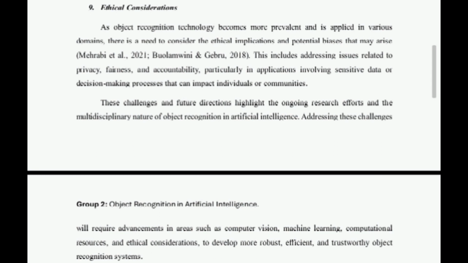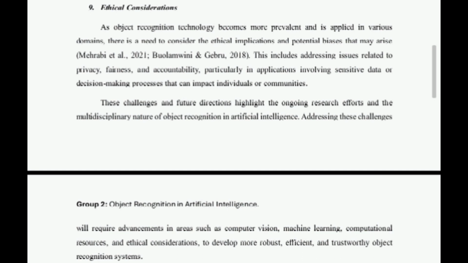Number 9. Ethical considerations. As object recognition technology becomes more prevalent and applied in various domains, there is a need to consider the ethical implications and potential biases that may arise. These include issues related to privacy, fairness, and accountability, particularly in applications involving sensitive data or decision-making processes that can impact individuals or communities.